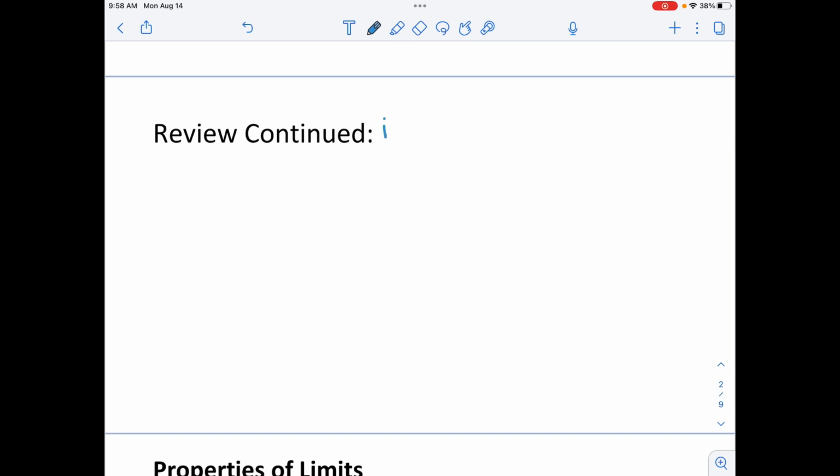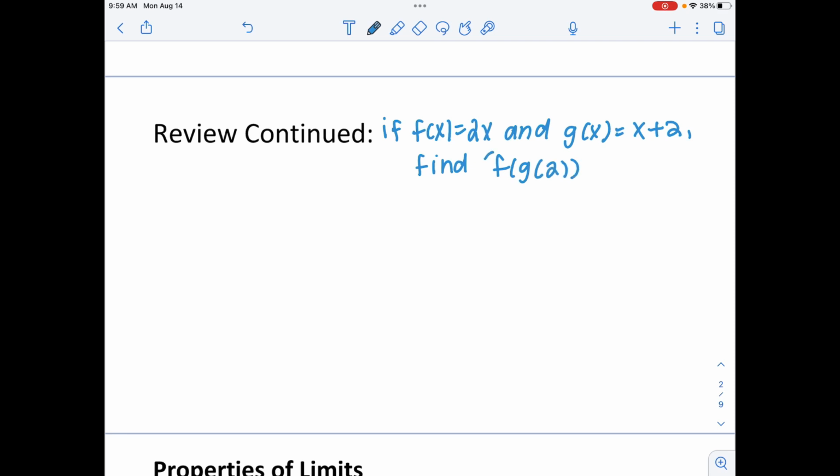But this says if f of x equals 2x and g of x equals x plus 2, find f of g of 2. So this is called a composition of functions because we have one function inside another function. And this will be really popular later in algebra, but we're going to use it a little bit right now.